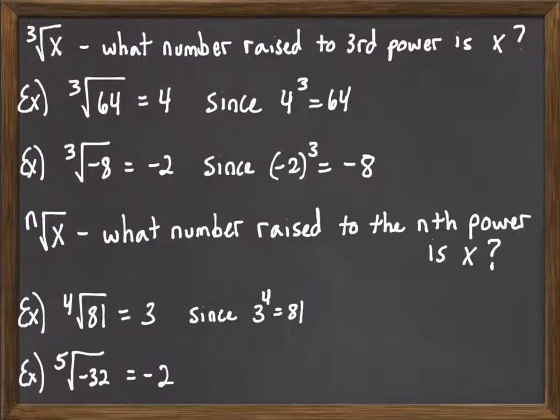Or we could say, what's the fifth root of negative 32? What number would I multiply times itself 5 times to get negative 32? And the answer is negative 2. One final example, let's consider the fourth root of negative 81. For exactly the same reasons that we could not do the square root of negative 4, we cannot do the fourth root of negative 81 right now.